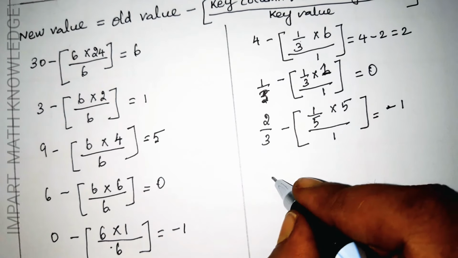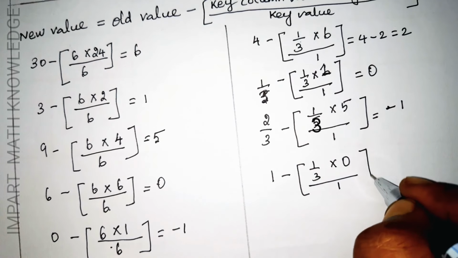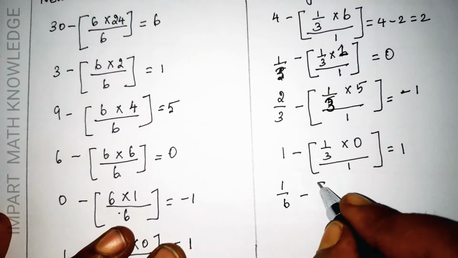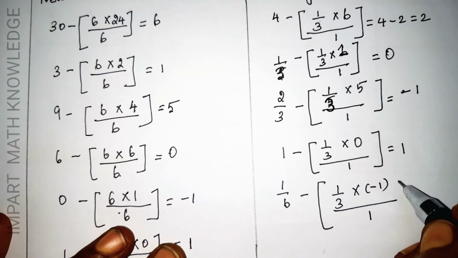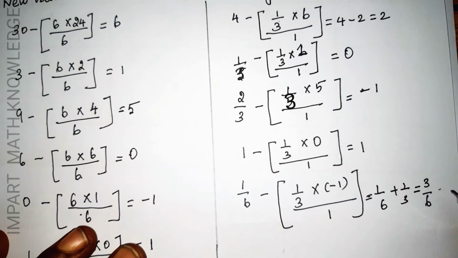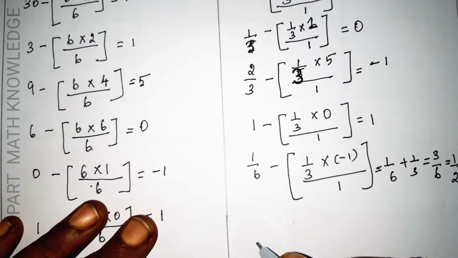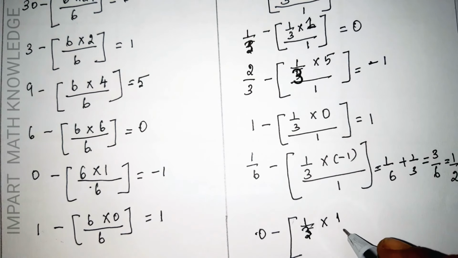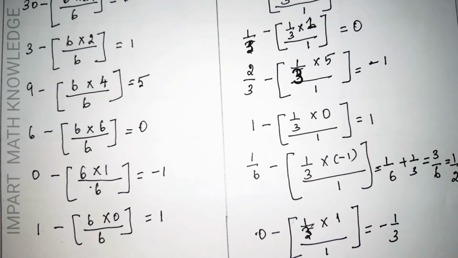The next old value is 1 minus key column value, key row value divided by key value. That is 1. And for the next value, 1 by 6 minus key column value into key row value divided by key value. Let me write 1 by 6 plus 1 by 3. If you take LCM, you will get 3 by 6. That is 1 by 2. Now the next value is 0 minus key column value into key row value divided by key value. That is minus 1 by 3.